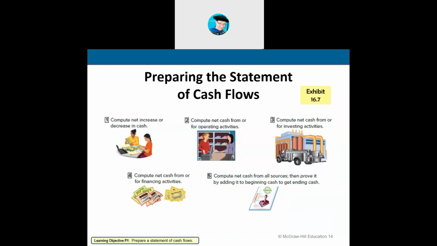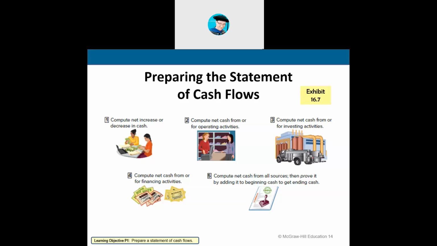When we prepare to complete the statement of cash flows, we do it step by step. The first step is to compute the net increase or decrease in cash. How do we compute the net increase or decrease in cash? We go through the sales minus expenses, through that process that we just talked about. Step 2 is we compute the net cash flow from operating activities. Cash sales minus your expenses equals the net cash flow from operating activities.